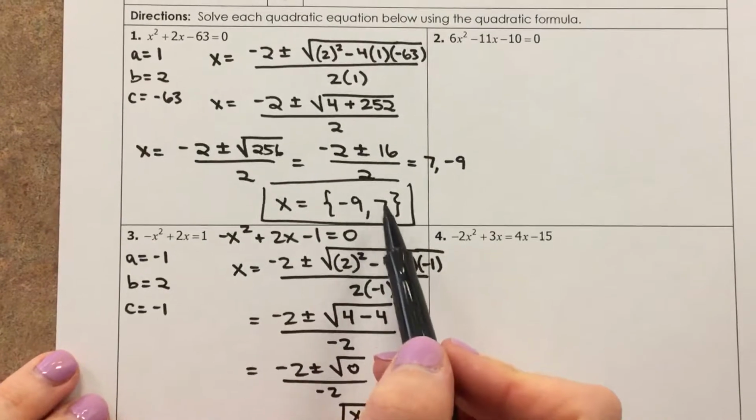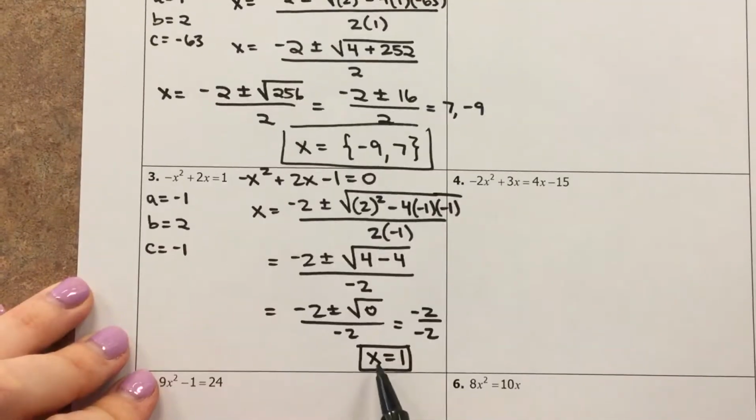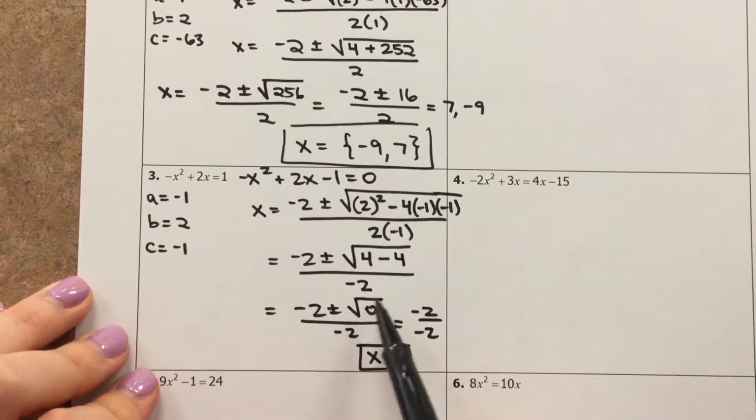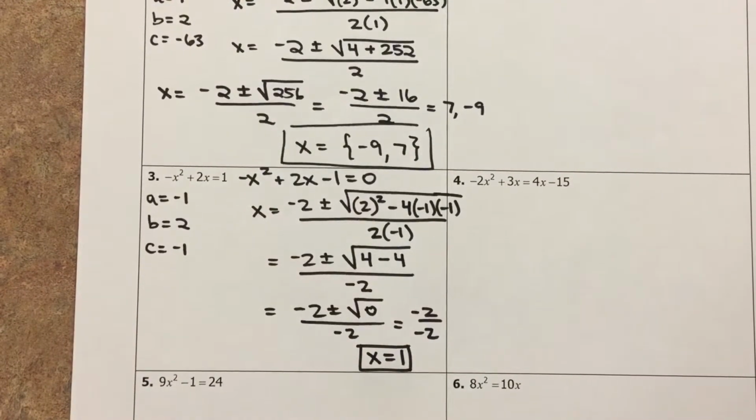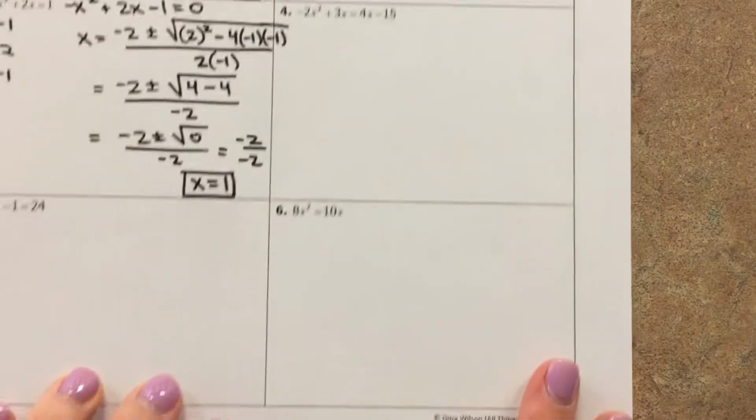So you almost always have 2 answers. The only time you will only get 1 answer is if this ends up being a 0, because then the plus and minus don't give you two different answers the way that they normally do. All right, next on this page, we're going to do number 6.